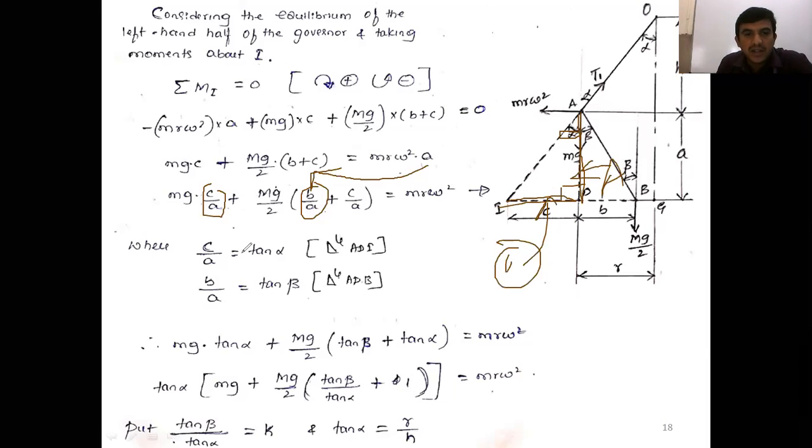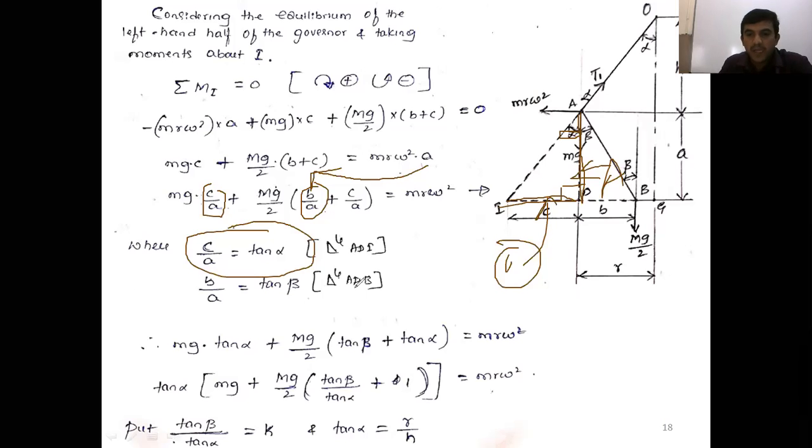Now I need, what is C by A? C is the opposite side, divided by A, which is AD, the adjacent side. Opposite by adjacent, what will we get here? We will get tan alpha, right?